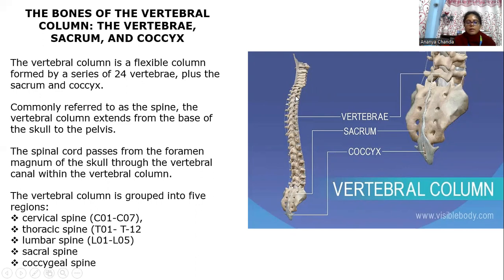The spine. The vertebral column extends from the base of the skull to the pelvis region. The spinal cord passes from the foramen magnum of the skull through the vertebral canal. So it comprises 5 regions: cervical spine, thoracic spine, lumbar spine, sacral spine, and coccygeal spine.